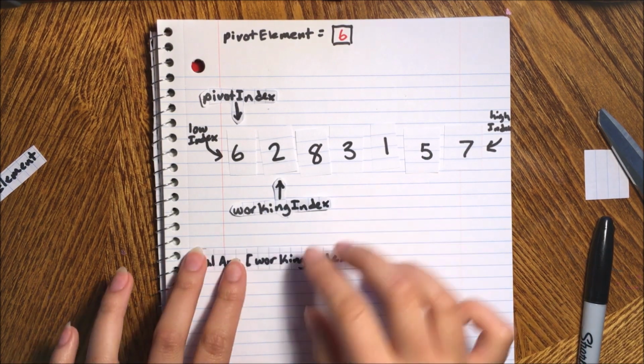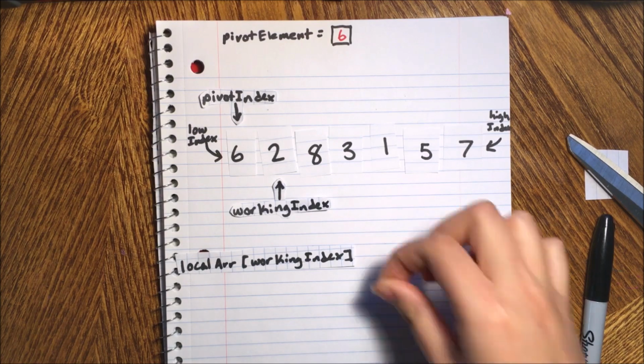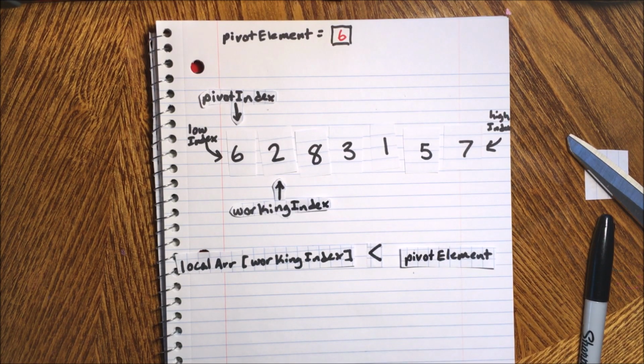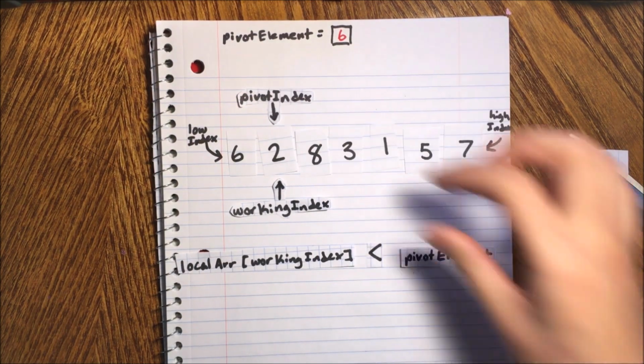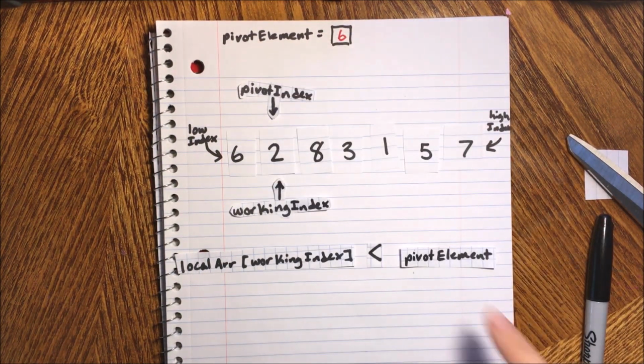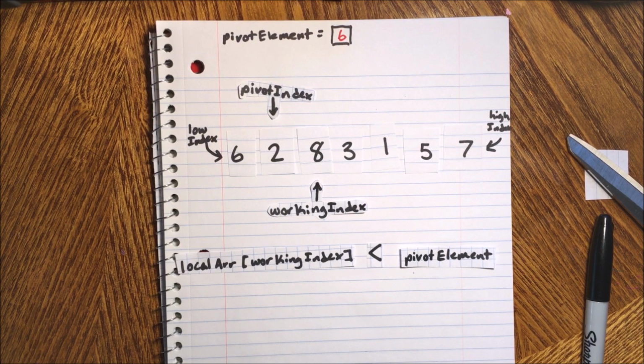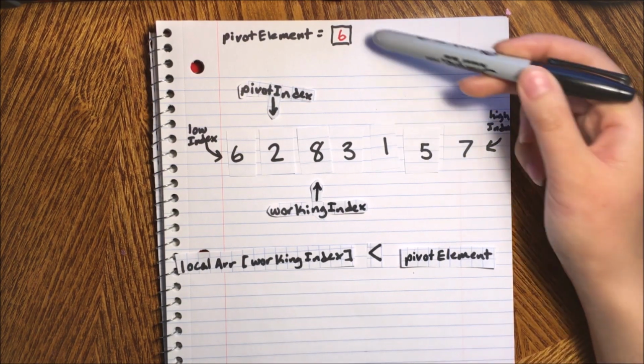Now we compare our working index with our pivot element. If the element at the working index is less than the pivot element, then we increment the pivot index and swap the values at the working index and the pivot index. Then we increment the working index. And again, we compare the element at the working index with the pivot element.